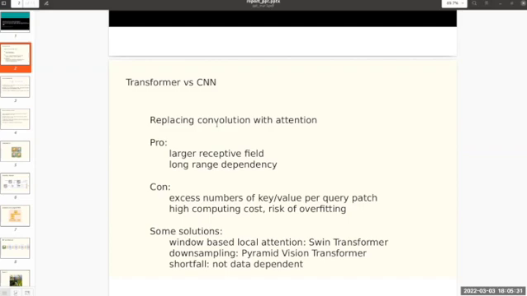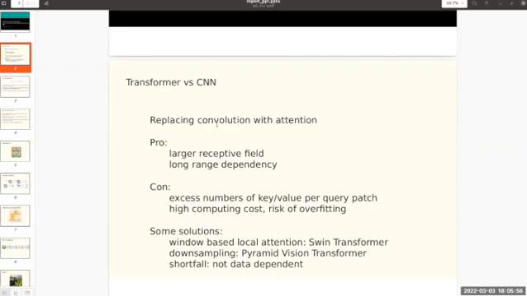The disadvantage, of course, is that now it has to do attention for every pixel value in the image, which leads to an excess number of keys and values for each query. That causes one risk, which is very high computational cost, and the second is the risk of overfitting.